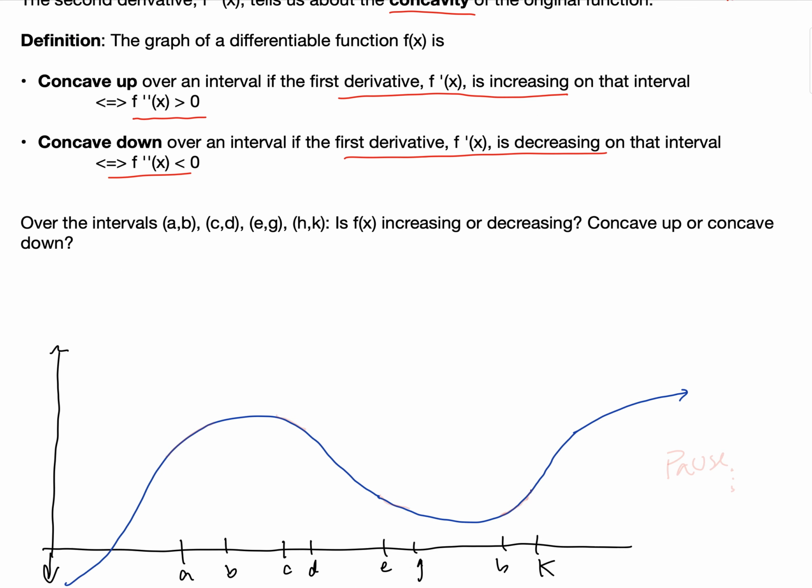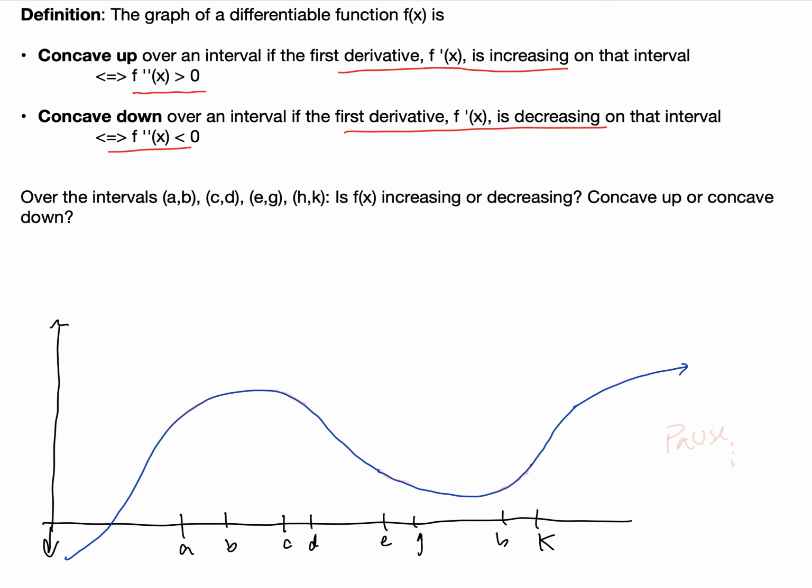So let's take a look at this graph below, and let's think about a couple of intervals. We'll think about the interval from a to b. What's the function doing there? Is the function increasing or decreasing? Is it concave up or concave down? What's happening over the interval from c to d? Is it increasing or decreasing, concave up or concave down? Same thing over the interval from e to g and from h to k. So think about each of those intervals: is that function increasing or decreasing, and is it concave up or concave down? I'm going to pause and let you think about that for a moment.